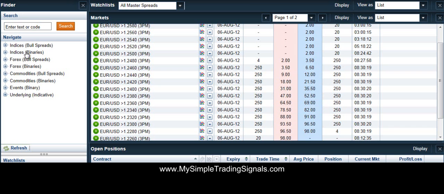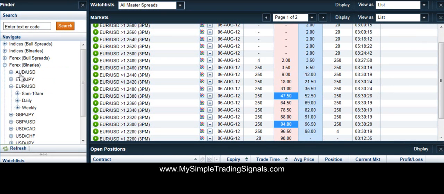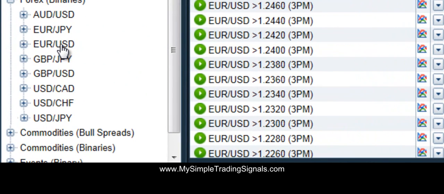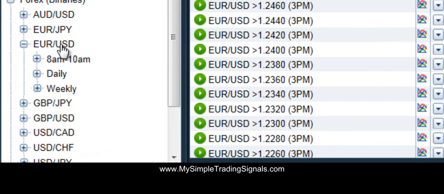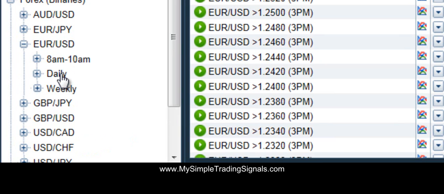If you log into your Nadex account, over here you have Forex binaries. If you click on that, I think it's 7 different currency pairs that pop up. We're going to look at the Euro US dollar, and again you can trade on an hourly or so basis. This one closes at 10 o'clock a.m. Eastern time. This is a daily trade, and this is a weekly. We're going to focus on the daily one.